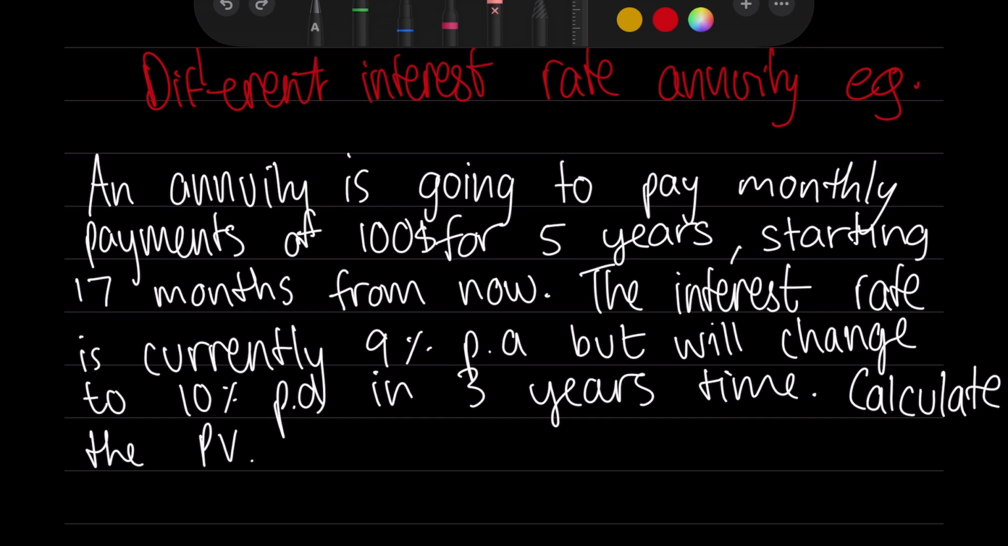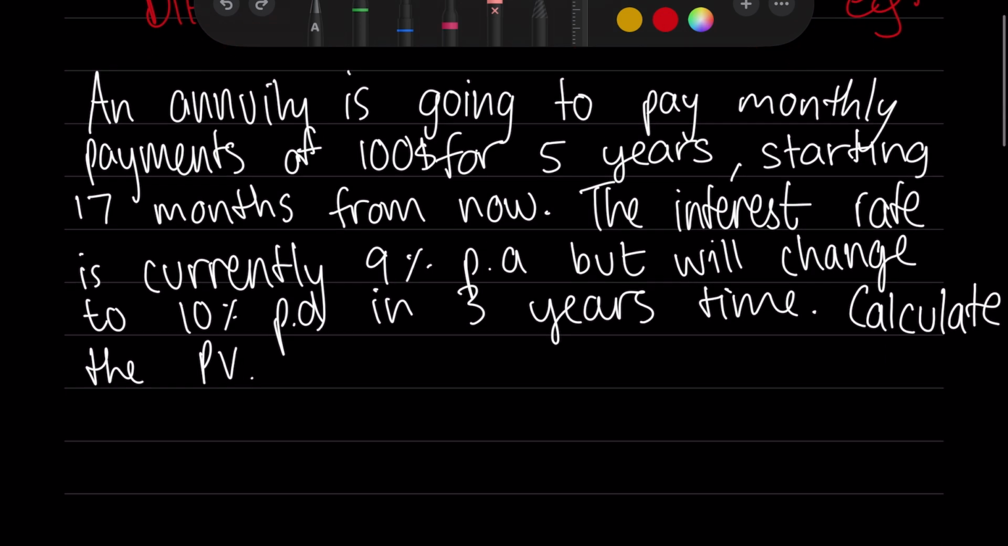So this question is saying, an annuity is going to pay monthly payments of $100 for 5 years, starting 17 months from now. The interest rate is currently 9% per annum, but will change to 10% per annum in 3 years' time. Calculate the present value. These interest rates that I'm giving per annum, it's viable for us to just treat them as yearly effective interest rates, because we're not working with nominal.